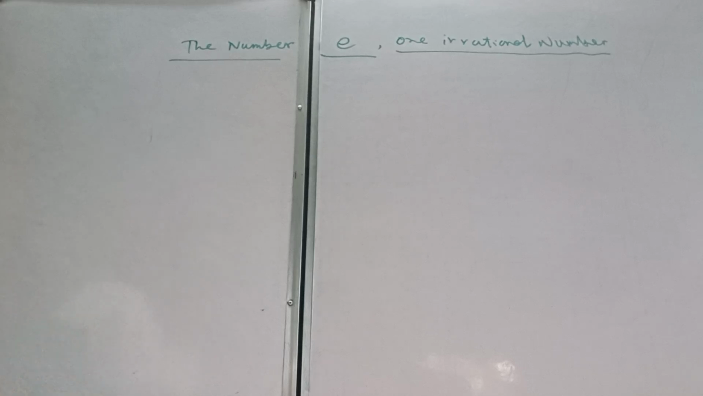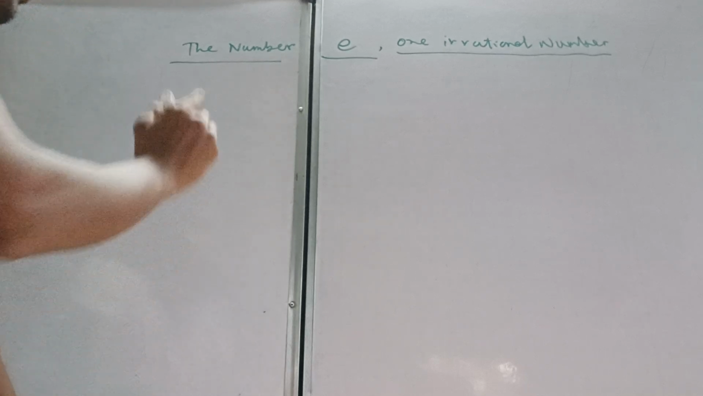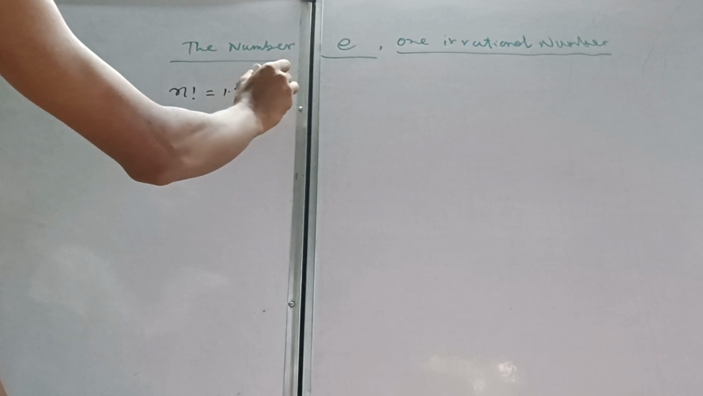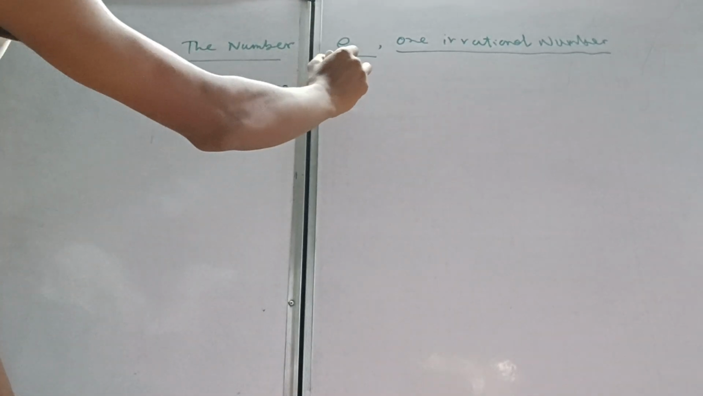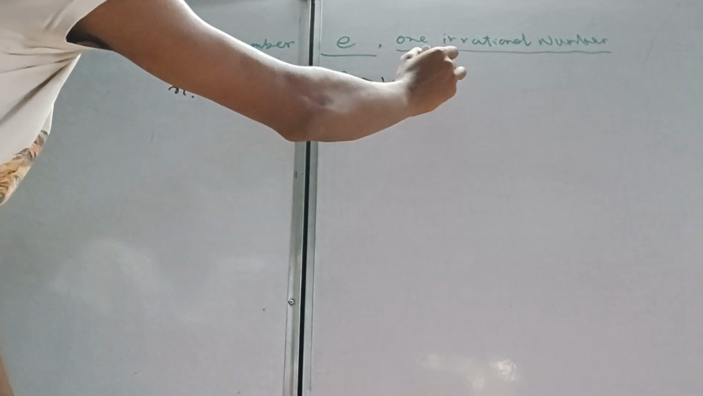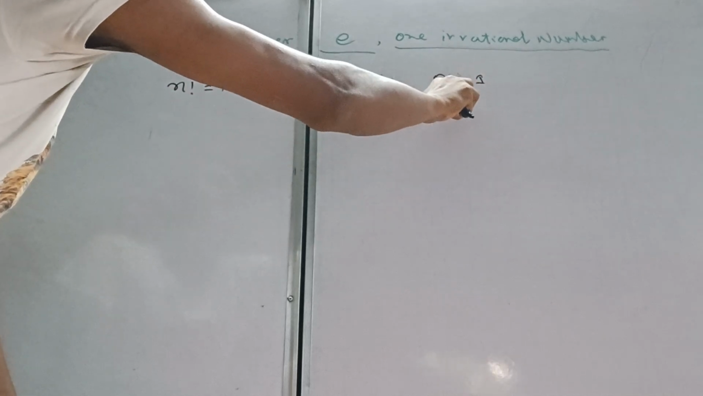Today we discuss one important topic, the number e, an irrational number. We know that factorial n equals 1 · 2 · 3 ··· n, that means 1 multiplied by 2 multiplied by 3, if n is greater than or equal to 1. And here we know that 0 factorial equals 1.